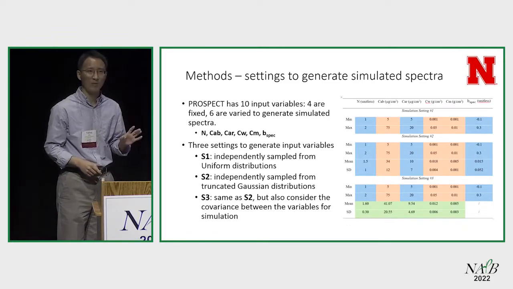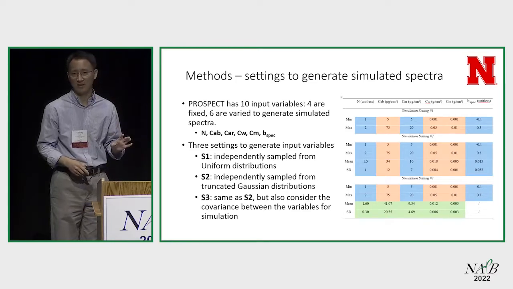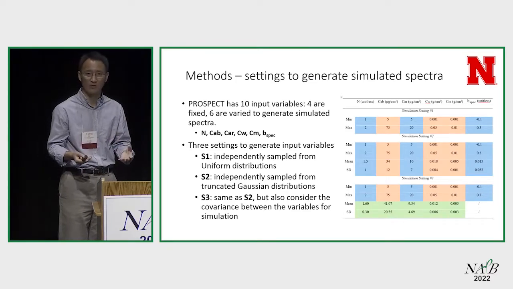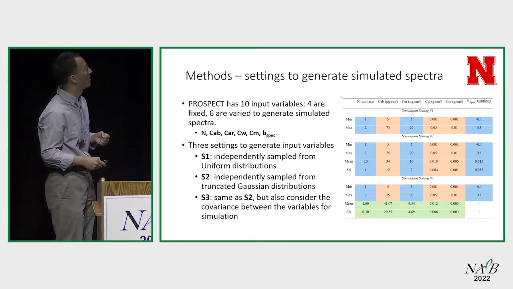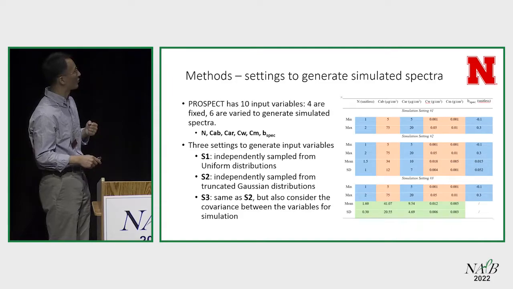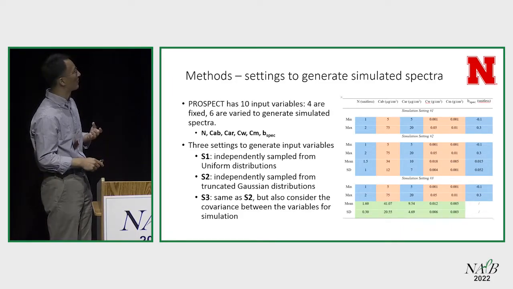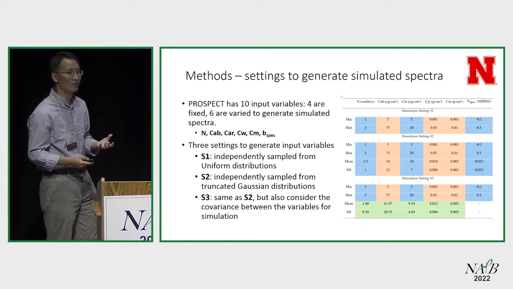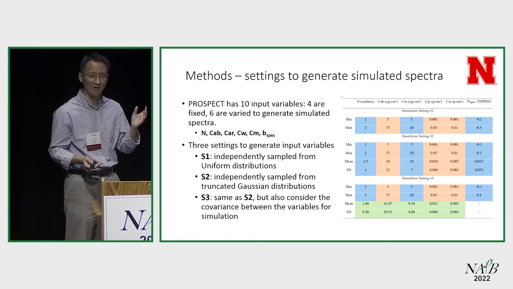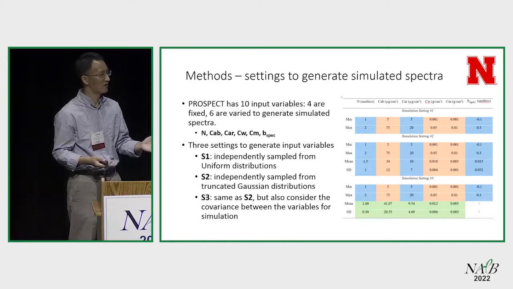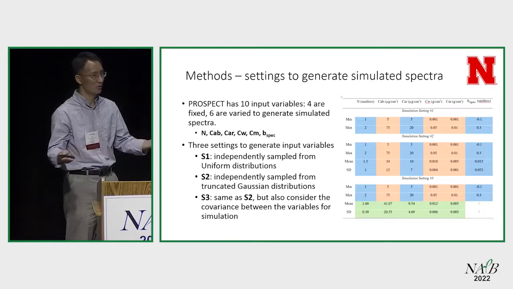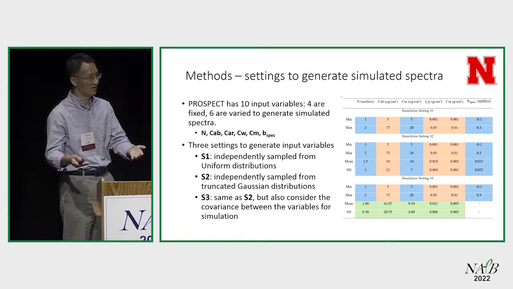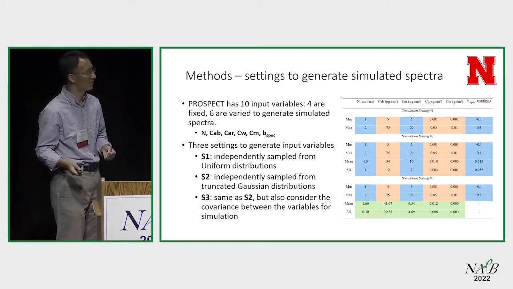What really matters is the philosophy of how you generate the input variables, put them in the model, and then simulate the spectra. So essentially, we have 3 settings. First, we sample from the uniform distribution. You have a minimum and maximum value for those input variables, and we assume a uniform distribution across, and then we put those into the model and it simulates the spectra.